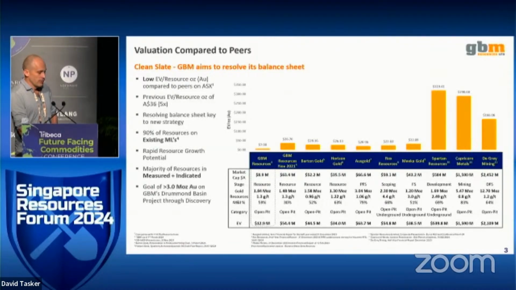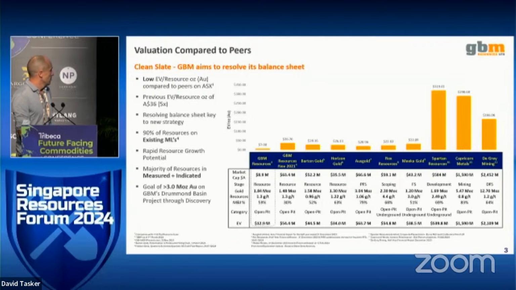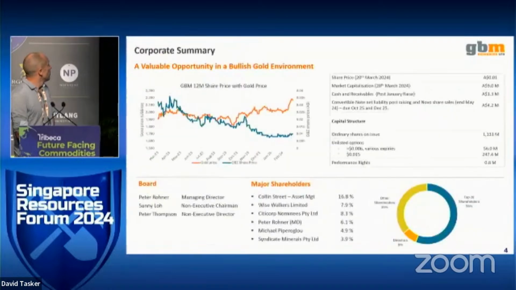Our first hope is to re-rate to where we were, and then through discovery, reach the heights of where Spartan Resources is. As an exploration geologist, discovery is our main focus. 90% of our resources are on existing MLs, 60% of that is in measured and indicated, and we already have 1.84 million ounces of gold at a decent grade. The best thing is the grade increases with depth.